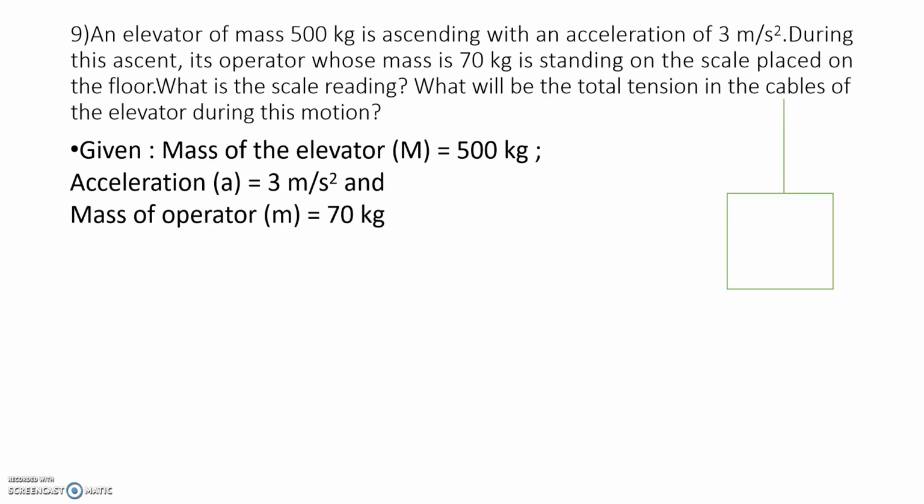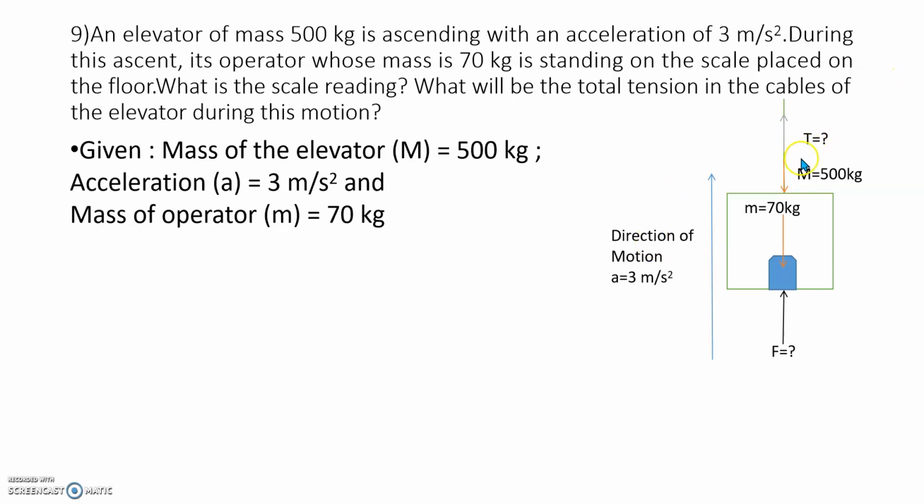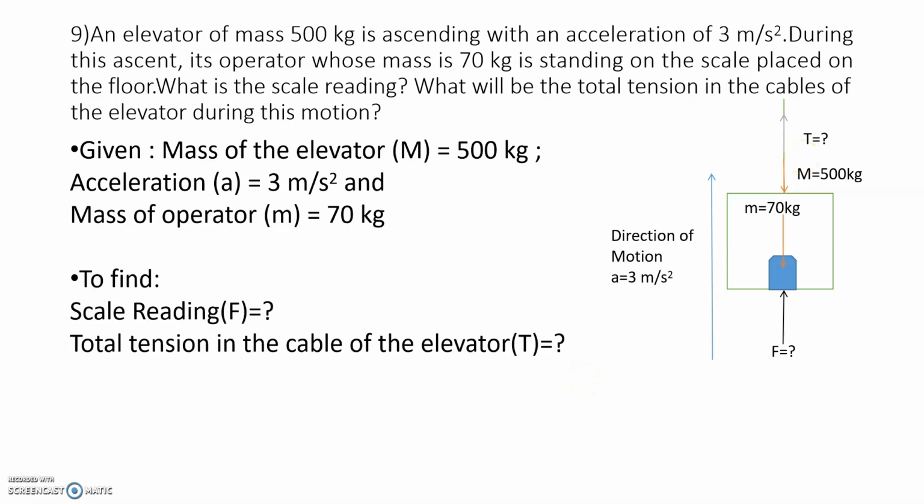Now let's draw the force diagram. This is the lift and this is the cable, and this is the weight of the elevator, capital M equal to 500 kg. Then we have the body inside the elevator, mass given as 70 kg, the direction of motion is upward, and acceleration is 3 meter per second square. We have to determine the force F, that is the scale reading. Scale reading is represented by F. Also, we need to determine this tension. First of all, we write what to find out: scale reading F and the total tension.